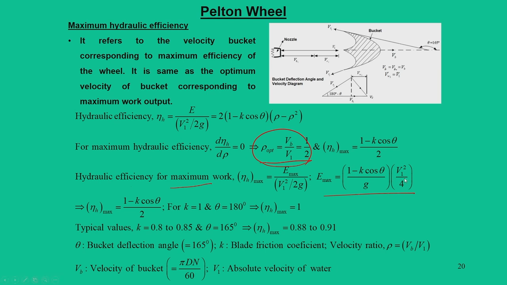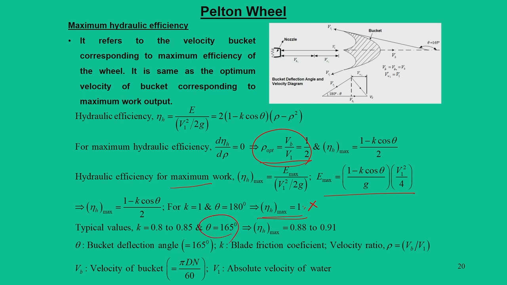Now, with a close look we can say that when θ is 180 degrees, we can have a maximum hydraulic efficiency of 1. But if you do this, we will have another problem: θ becoming 180 degrees means that the exit velocity will oppose the inlet velocity, which will have a detrimental effect on the power production. So, this particular option is always ruled out. The ideal value chosen is θ equal to 165 degrees.